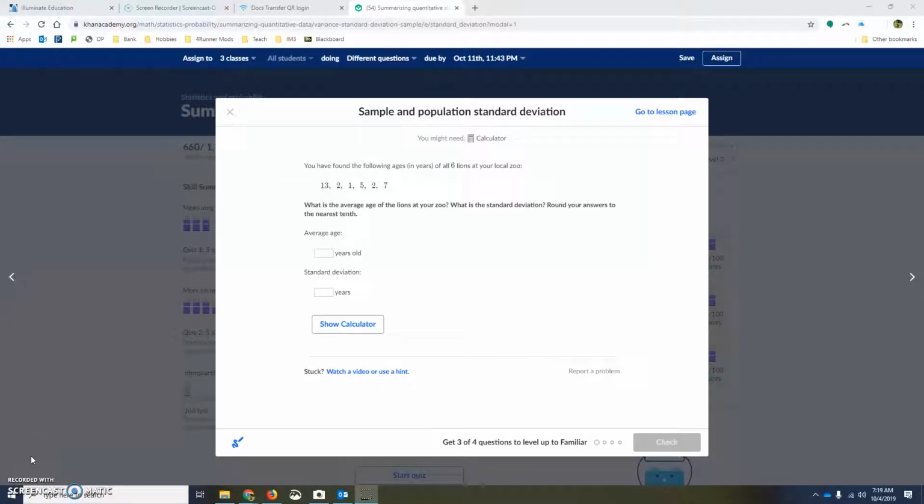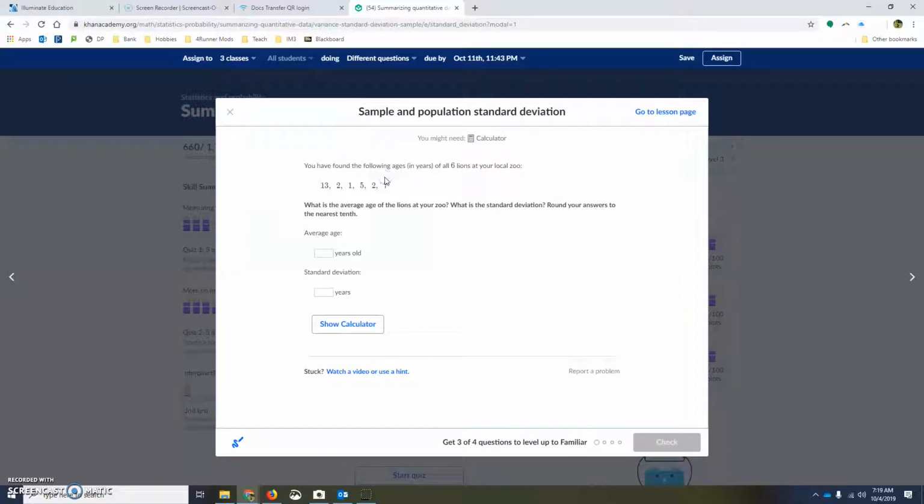All right, sample and population standard deviation. You have found the following ages in years of all 6 lions at your local zoo. If all 6 lions is important, that means we're going to have a regular population standard deviation. If it said we have 6 of 30 lions at the zoo, then we would do the sample.